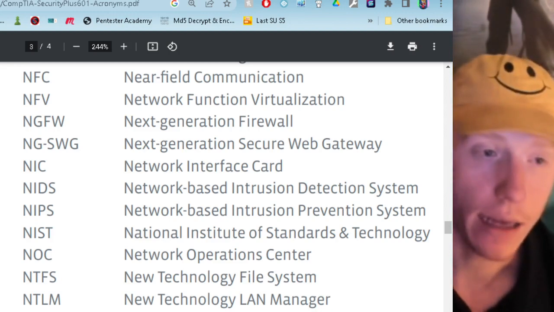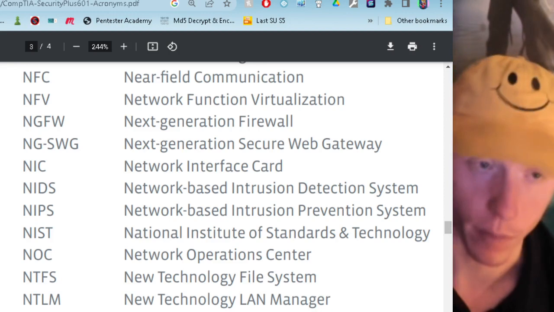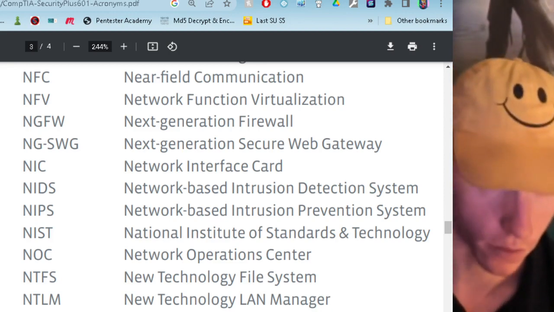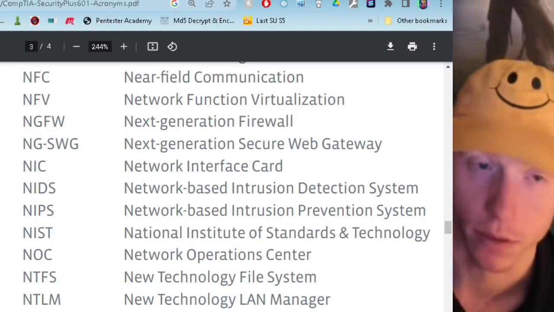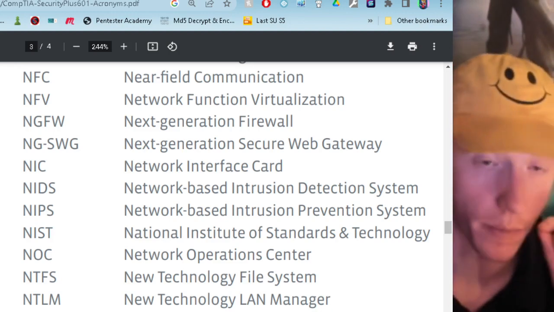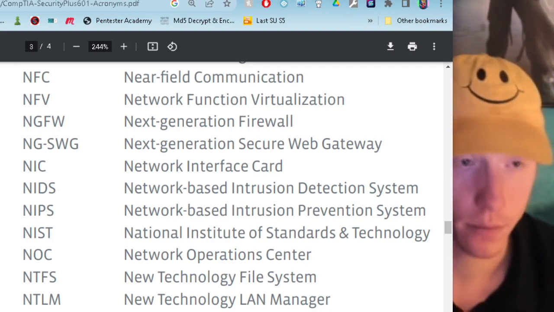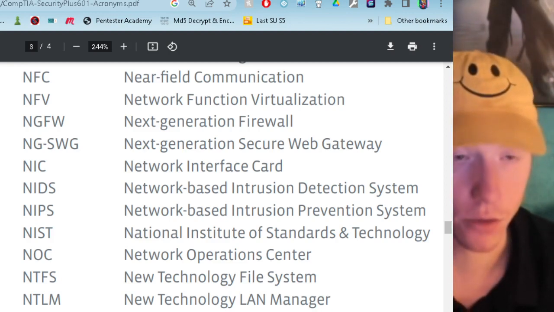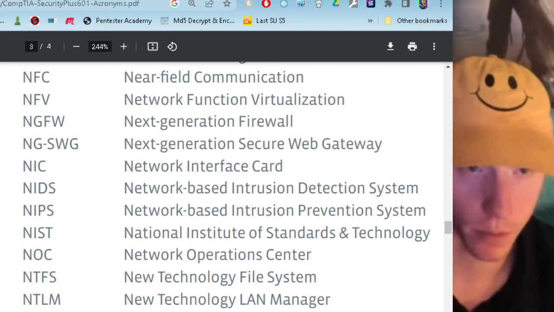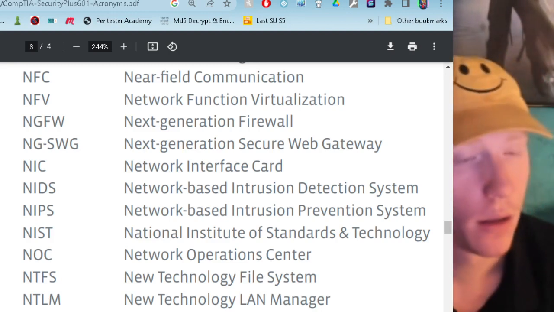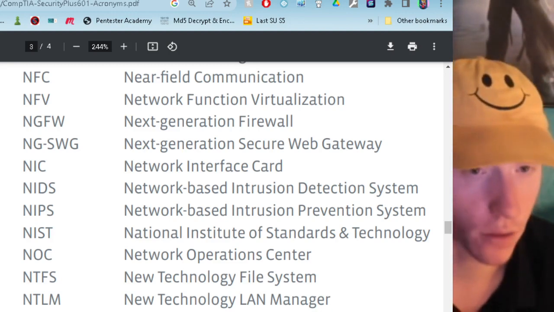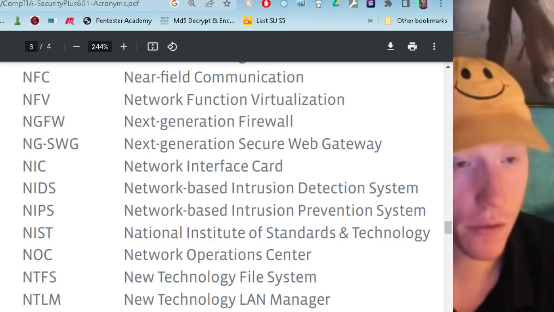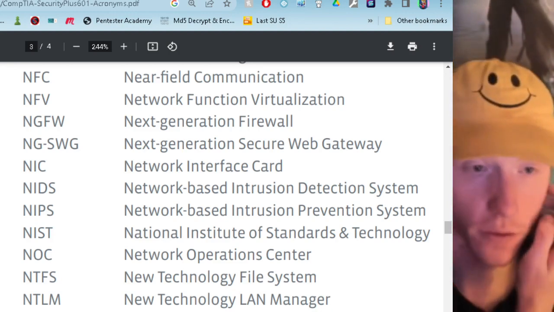An NIDS is a network-based intrusion detection system, and an NIPS is a network-based intrusion prevention system, so as opposed to a host-based intrusion detection and intrusion prevention system. A NIST is the National Institute of Standards and Technology. The NOC is the Network Operations Center.